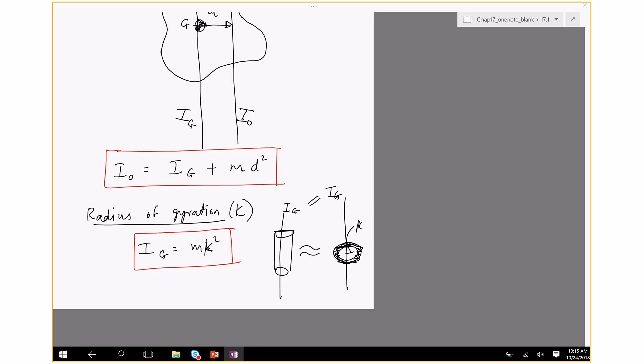So does K represent like the inner radius? The thickness is so small that you can ignore the thickness of the ring. But K is like the inner radius of the ring, or? It's the radius of the ring. The thickness is ignored. It's the radius of the ring.